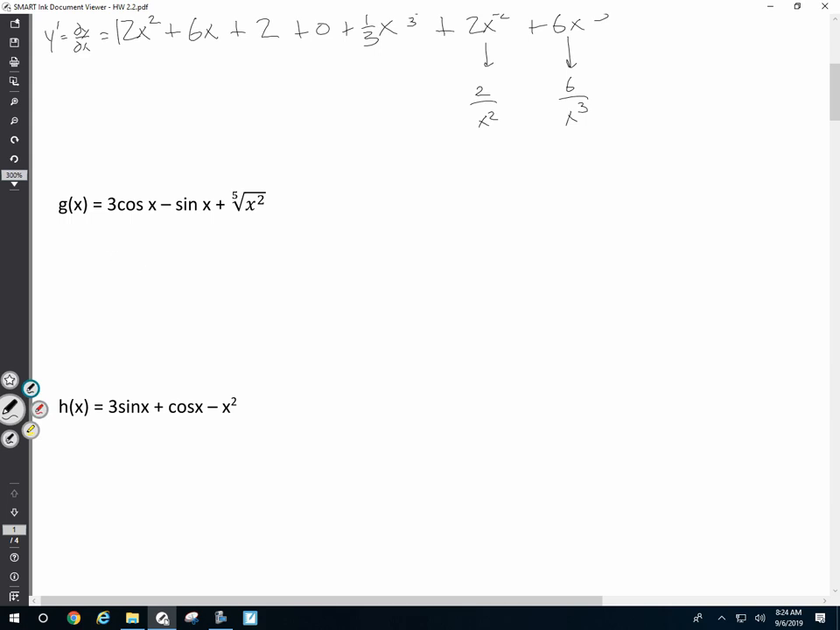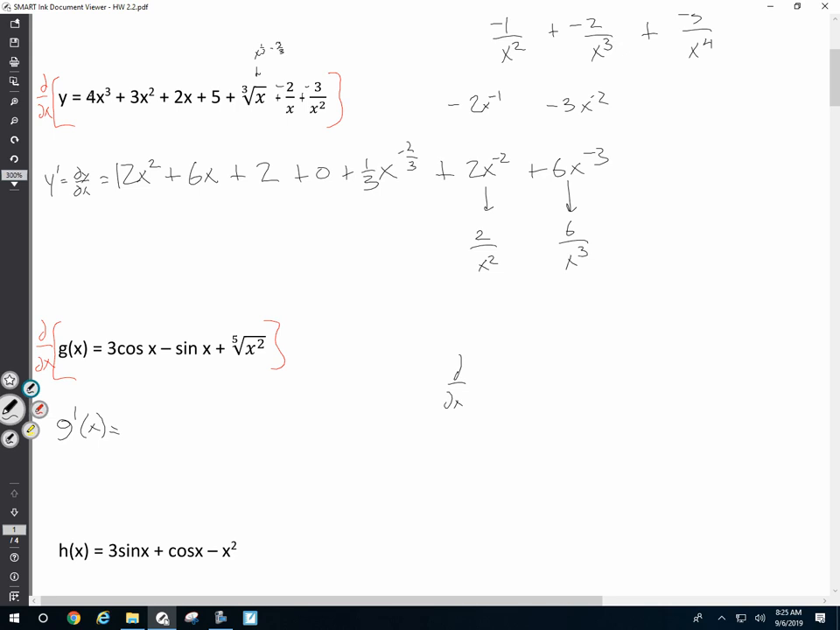The tangent slope generator for cosine is negative sine. The tangent slope generator for sine is positive cosine. So let's be careful here. 3 cosine is just a constant times cosine. It's not 0 times sine. Remember, the constant multiple rule says if you have a constant in front of a function, just like we did up here with 4x cubed, I don't take the derivative of 4 and say it's 0. I just take the 3 and multiply by the 4. So the 4 kind of just stays.